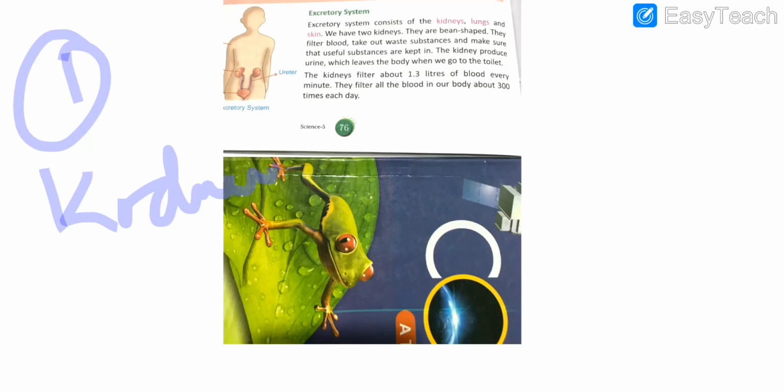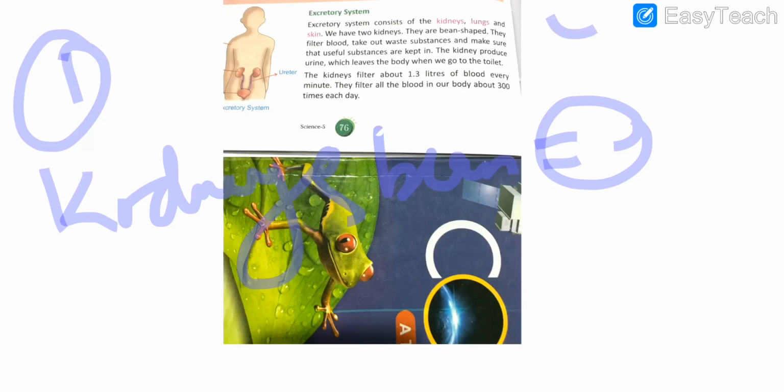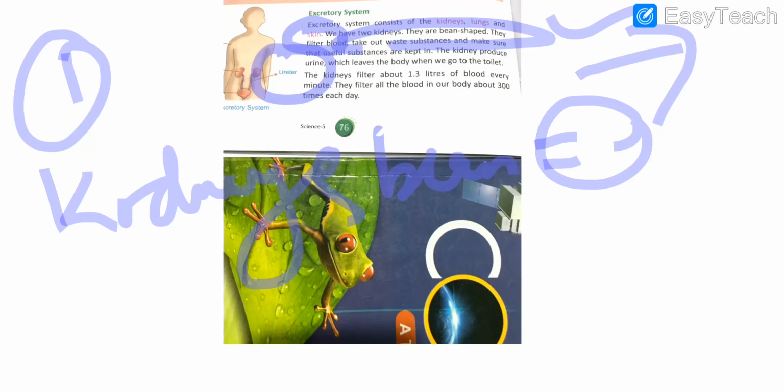Students, kidneys are bean-shaped structures that are present in our body. They are useful to filter our blood and take out the waste substances from it that our body does not need. The kidney produces urine that is removed by our body.